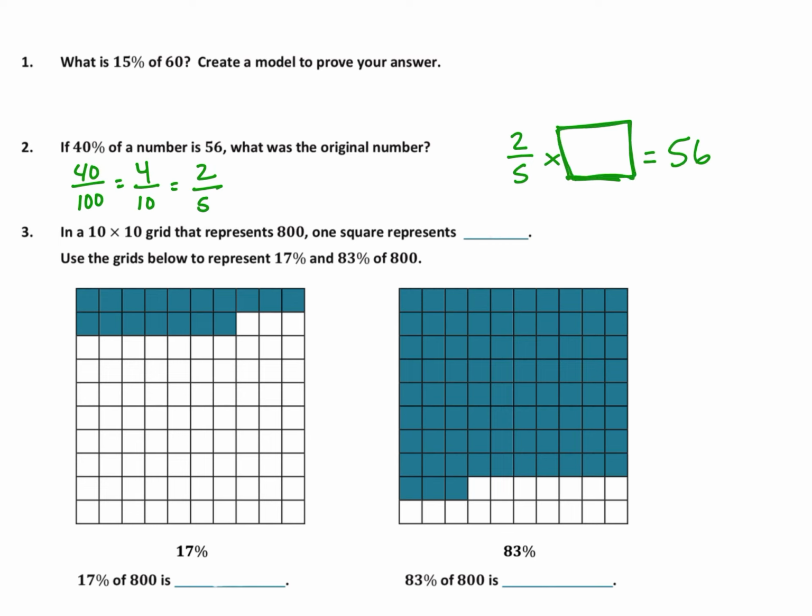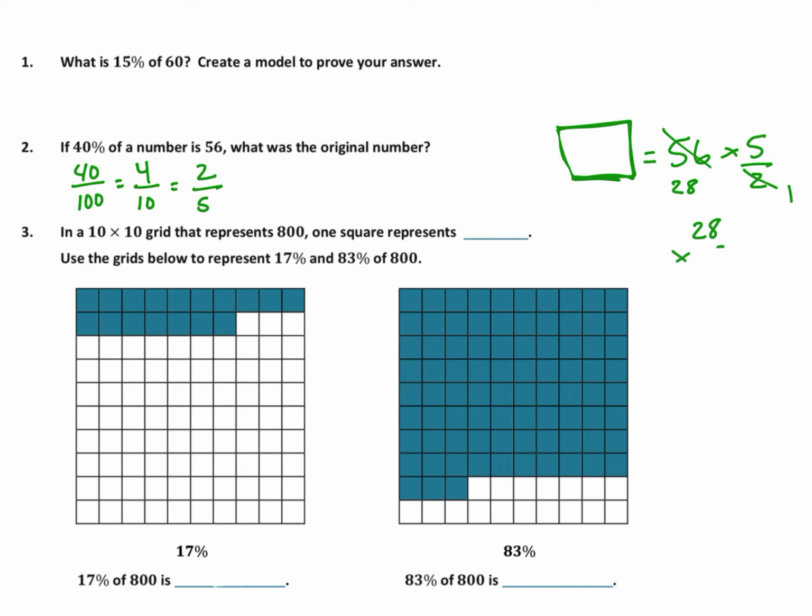We can work backwards by dividing to solve for this unknown. When we divide, we can flip that fraction and multiply, because the 2's will divide out and the 5's will divide out, and we'll just be left with that unknown amount. And then 56 and 2 have a factor of 2 because they are both even. And that'll give us 28.